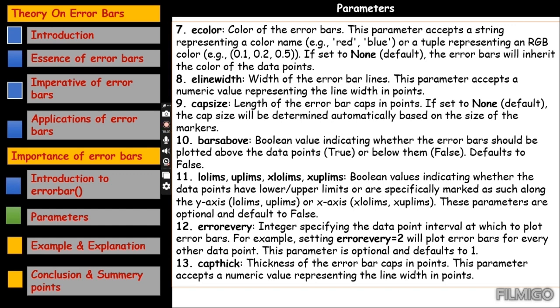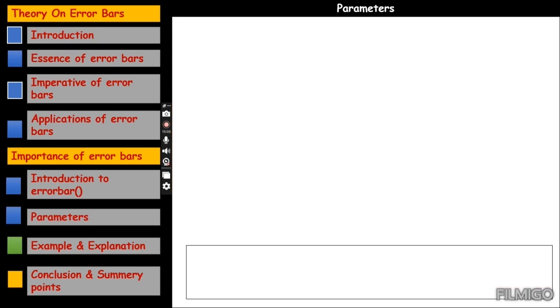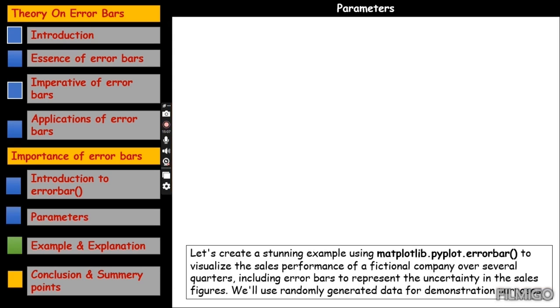Let's create a stunning example using matplotlib.pyplot.errorbar to visualize the sales performance of a fictional company over several quarters, including error bars to represent the uncertainty in the sales figures. We'll use randomly generated data for demonstration purposes.